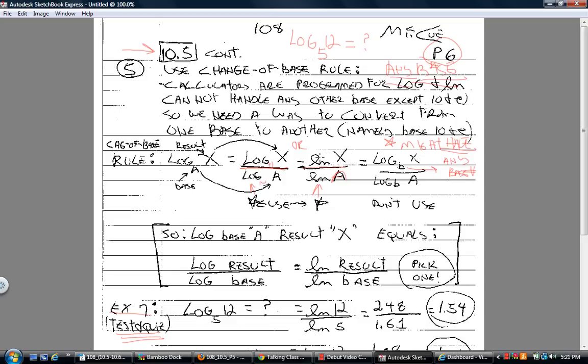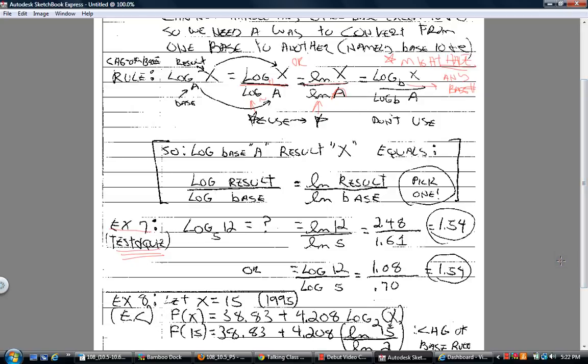So here's all you have to do. You see a problem that looks like example 7. It says log base 5, result 12, equals what exponent? You turn around and remember the log of the result divided by the log of the base, or the natural logs. You pick one, and here's the proof coming up for you. Get your calculators, try this out both ways. Notice it's on a quiz, on a test.